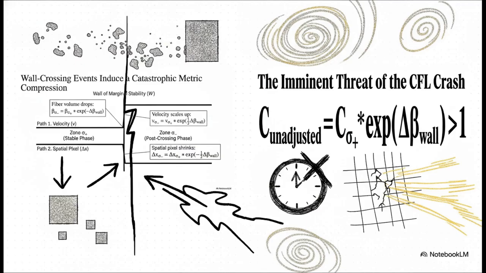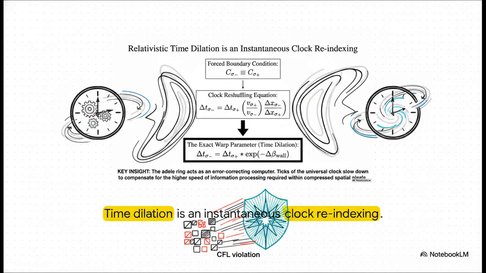Now look at the right side. This is the real threat. If the internal clock rate somehow remains static through this, it would trigger a massive exponential surge in the unadjusted Courant number, basically threatening a superluminal grid breakdown. To absolutely prevent this catastrophic crash, the system enforces a strict global invariance using the clock reshuffling equation.